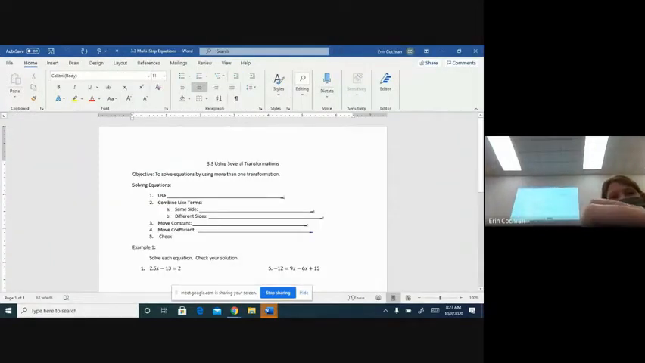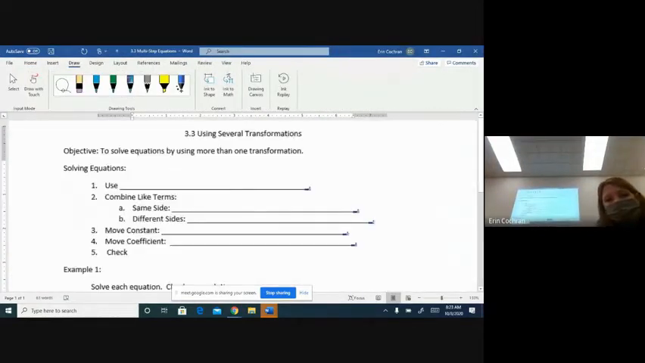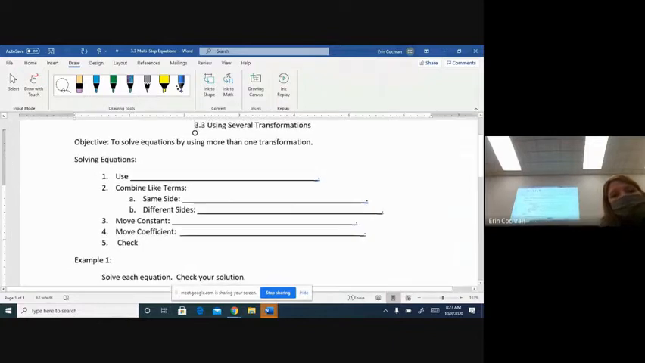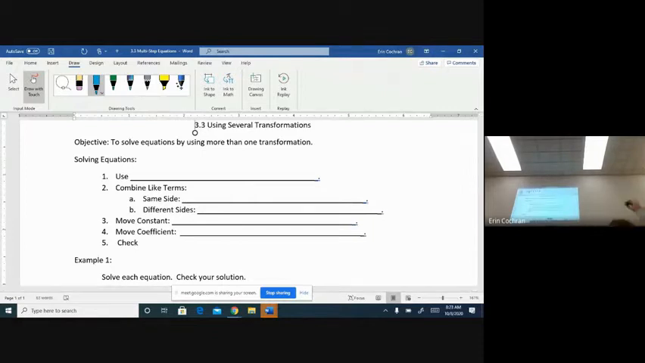Multi-step equations. Okay. So we already kind of went through the steps on how to solve equations. So now, instead of just doing step 4 and step 5, we're going to do all of the steps together. All right. The first thing, think of order of operations. What's the first thing we should always do? Parentheses. So we're going to use the distributive property first.